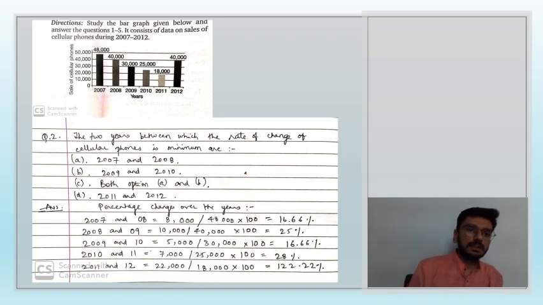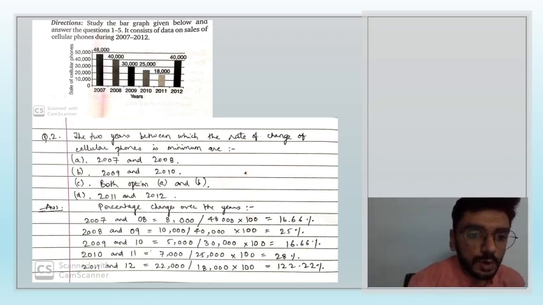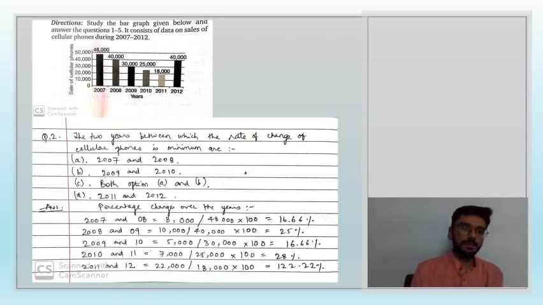Okay. So in this given bar graph, the second question they are asking is: the 2 years between which the rate of change of cellular phones is minimum are. The first option is 2007 and 2008. The second option is 2009 and 2010. The third option is both option A and B. And the fourth option is 2011 and 2012.